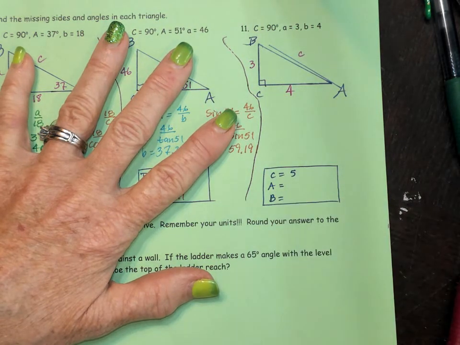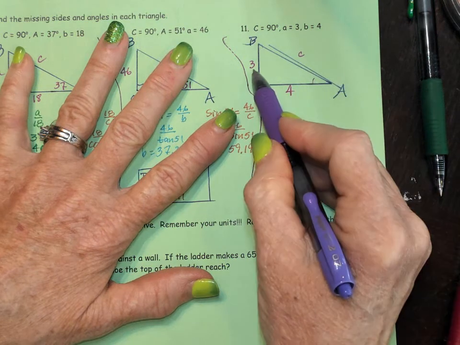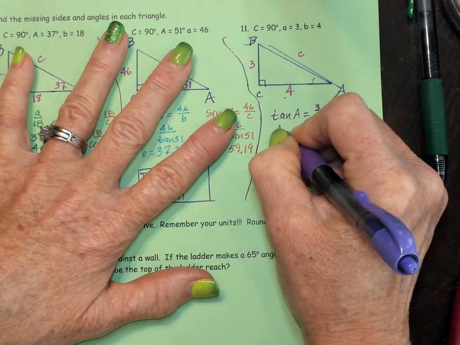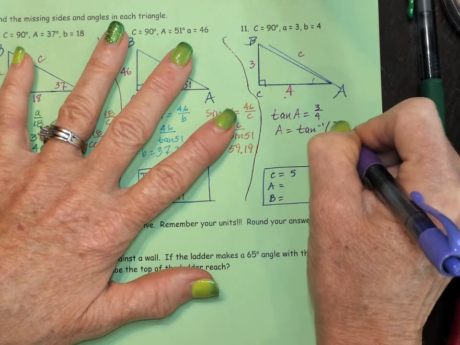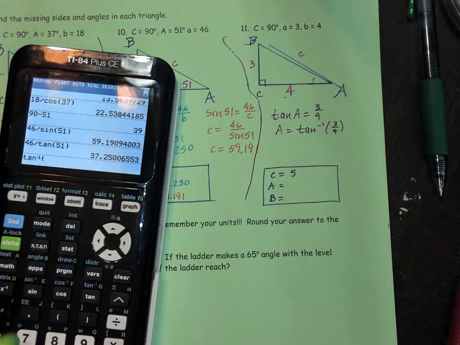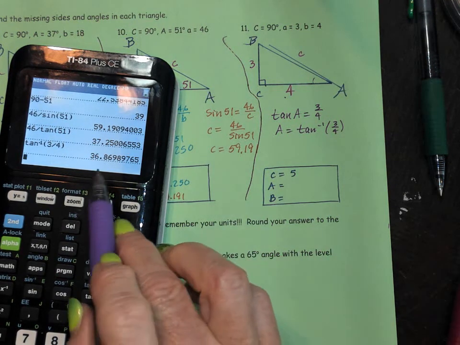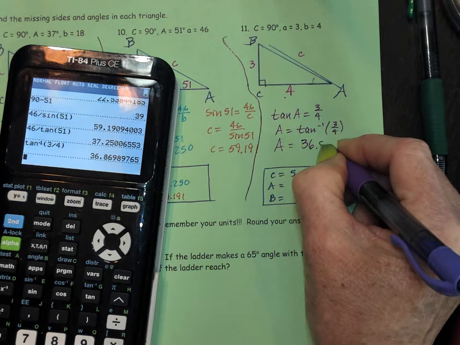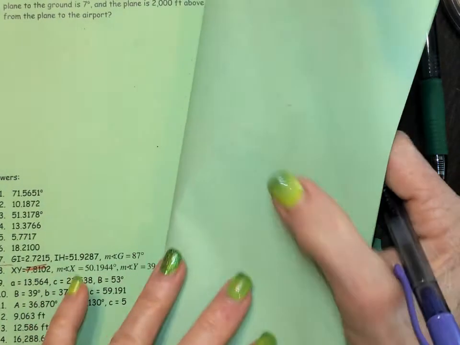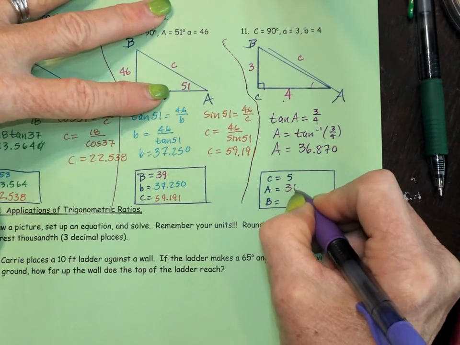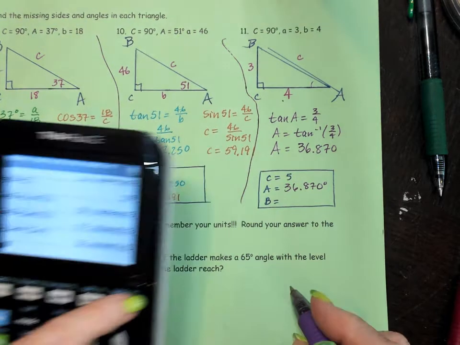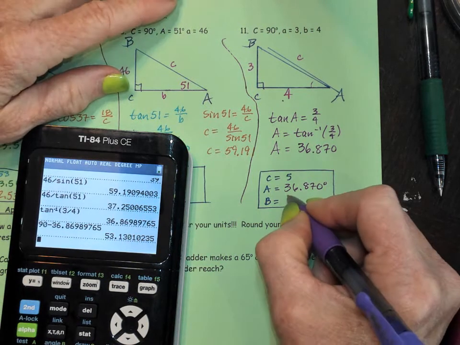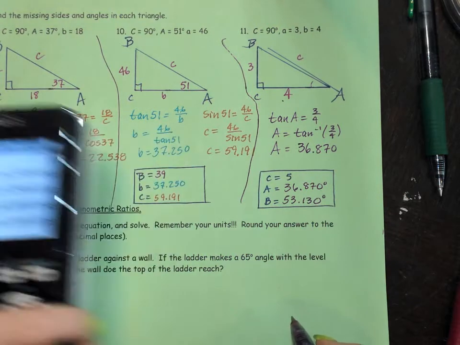Let's find angle A. So using the 3 and 4, opposite and adjacent, that's a tangent, 3 over 4. So A is inverse tangent of 3 fourths, which is 36.869, but that 8 is going to make that round up to 36.870. Let's check. Yes. Then B, quickly, we can get that by 90 minus that, and that is 53.130. Okay.